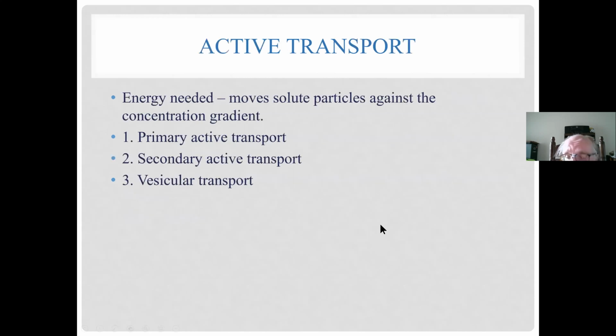The other part of your homework assignment is going to be on active transport. All the other things we talked about, diffusion, facilitated diffusion, osmosis, filtration, none of those require energy. They're all going down a concentration gradient. Filtration is a pressure gradient, but they're all going downhill. And I compare that to that car sitting on top of the hill.